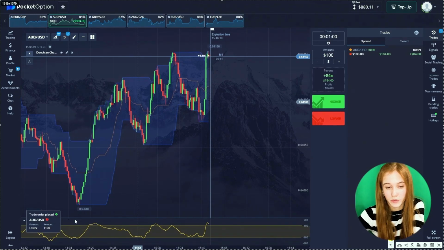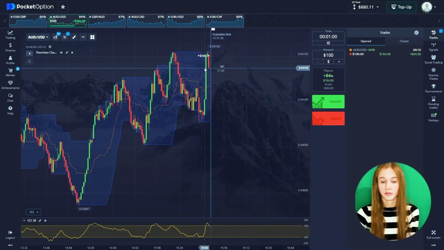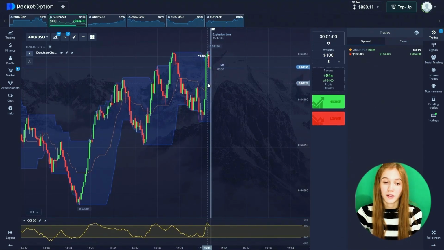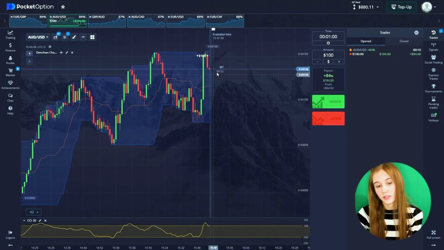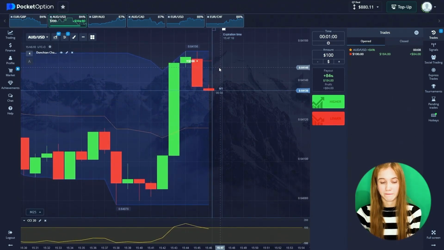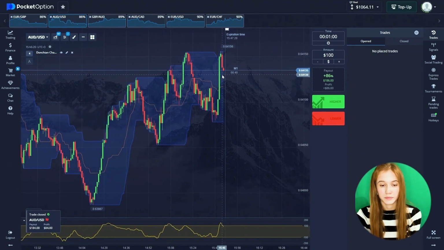What do we see more? CCI shows this reversal. We clearly see that we have reached a fairly high level. Yeah, reversal occurs. It's also important. Quite large. 13 seconds left until the end of the deal. Let's wait. I think it will be plus. Yeah, good. Plus deal.